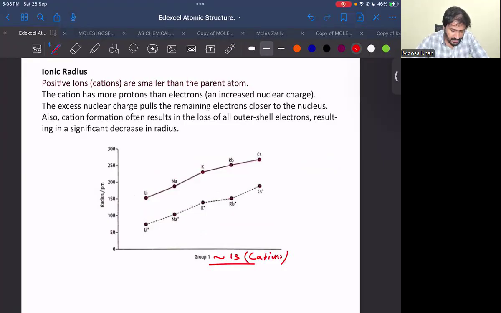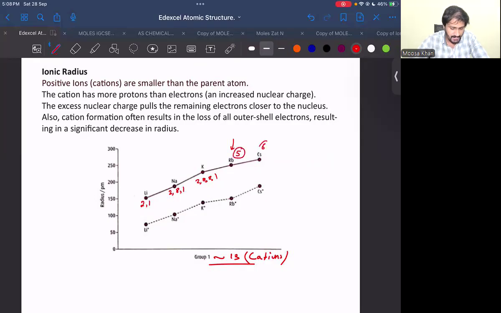Lithium atom has 2 shells. Sodium atom has 3 shells. Potassium atom has 4 shells. I cannot make the electronic configuration of rubidium, I actually can, because in A level I know how to make the electronic configuration of all the elements. But a rubidium atom must have how many number of shells? 5 shells, because it's in period 5.